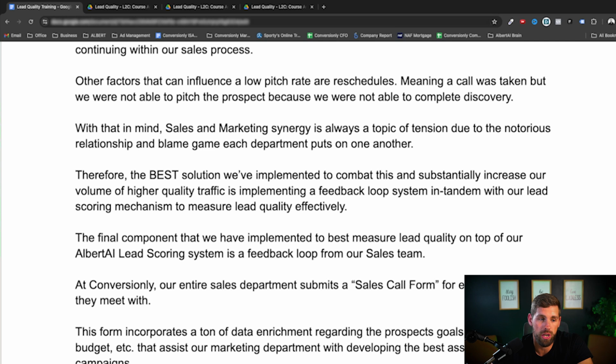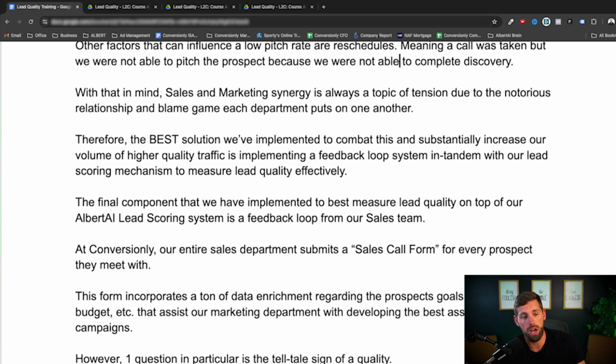Therefore, the best solution that we've been able to implement within our company to combat this and subsequently increase our volume of quality appointments for our sales team is implementing a feedback loop system in tandem with our lead scoring mechanisms to measure lead quality effectively. Now, our lead scoring mechanisms, on one hand, using the Albert AI lead scoring process, is giving us a marketing definition of a sales qualified prospect. And that score helps us measure our marketing effective rate.